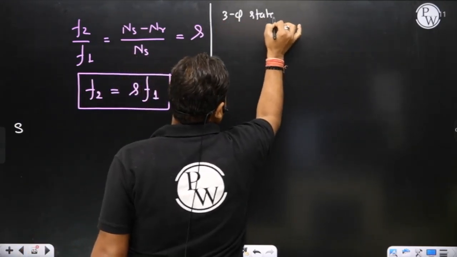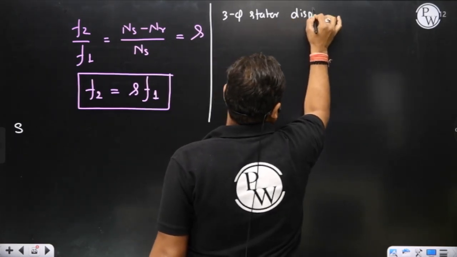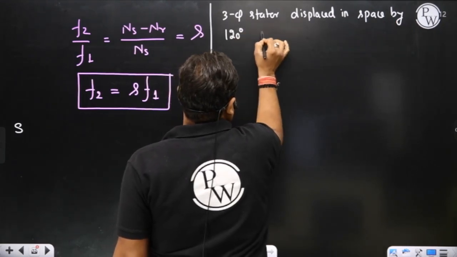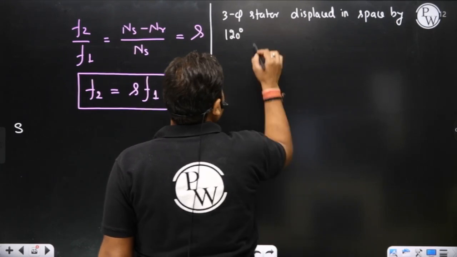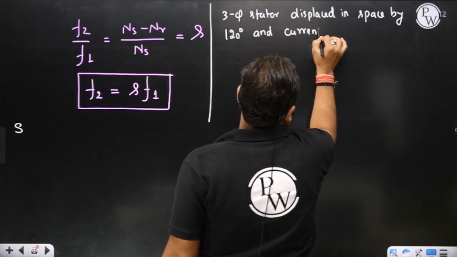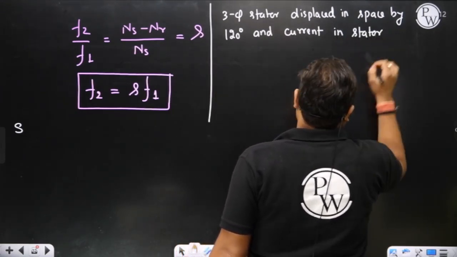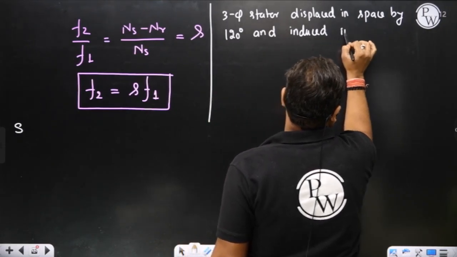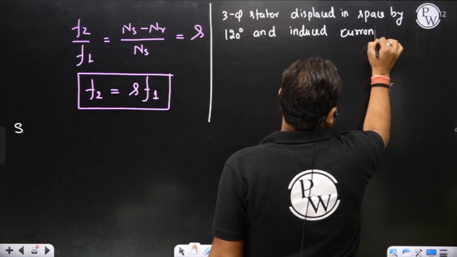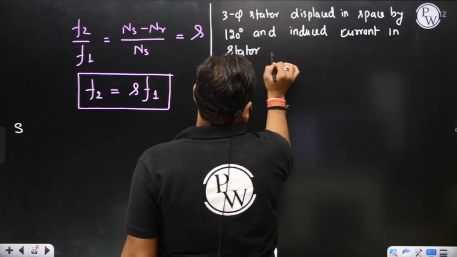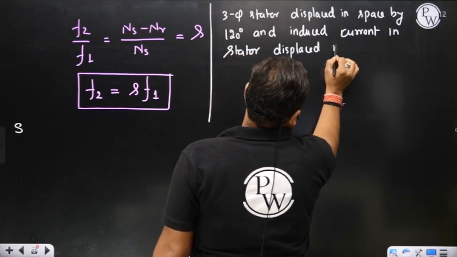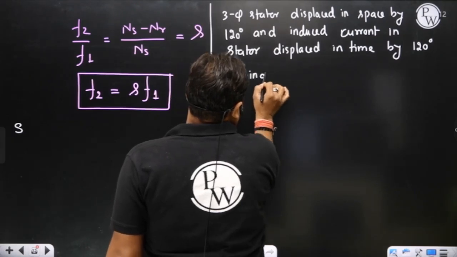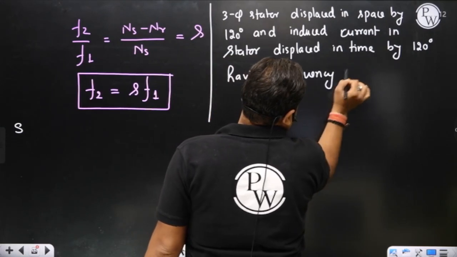Three-phase stator windings are displaced in space by 120 degrees. They carry current, and the induced current in the stator is displaced in time by 120 degrees, having frequency F2.